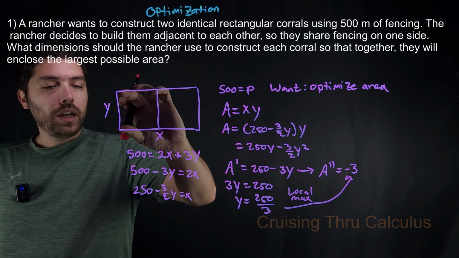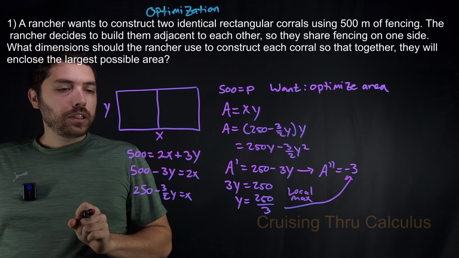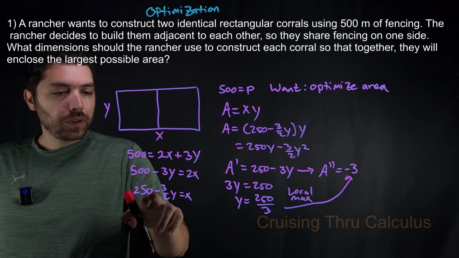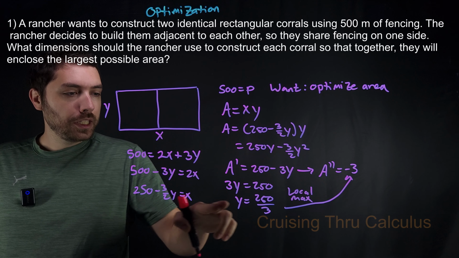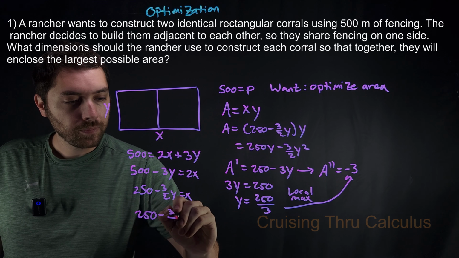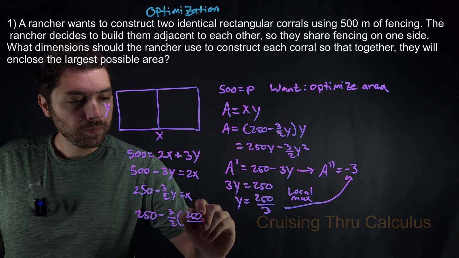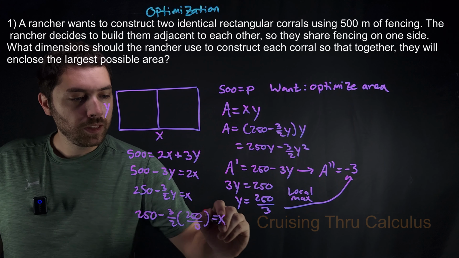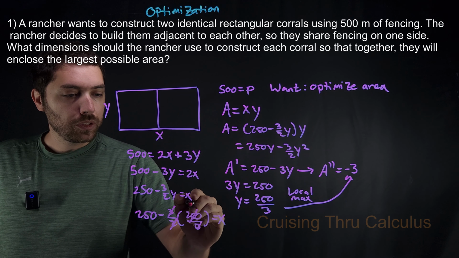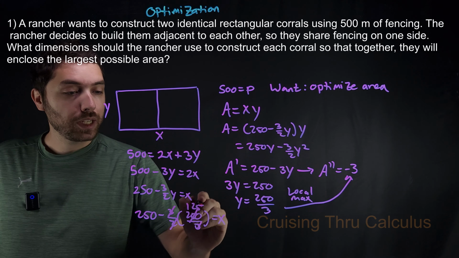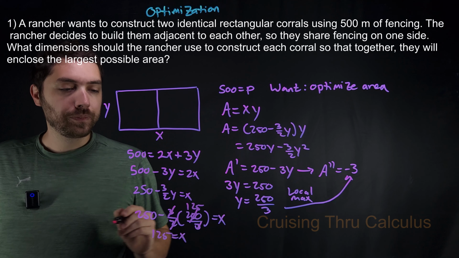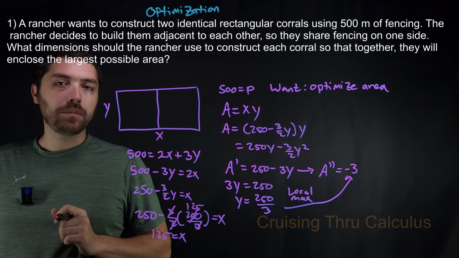Now, this gives me the y coordinate here, but what about the x coordinate? Well, if you look right here, I actually have a way of figuring out what x is equal to. It's 250 minus 3 halves y. So all I need to do is take 250 thirds and plug it in here. Now, check this out. The 3 will cancel with the 3. 2 does fit into 250 125 times, and then 250 minus 125 is 125 right here. So now we know what this length has to be.